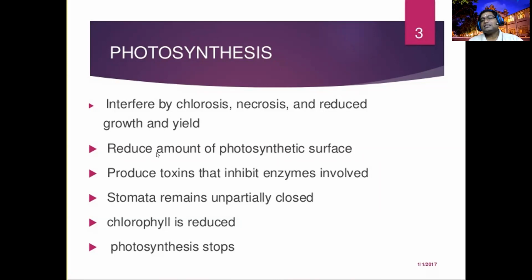And second is reduce the amount of photosynthetic area. Some of the powdery mildew and downy mildew are growing over the leaf surfaces. They are masking the leaf surfaces. So therefore, the green chlorophyll is not exposed to the sunlight. There is no photosynthesis, meaning the photosynthetic area is reduced. So therefore, your plant will show reduced growth and yield.